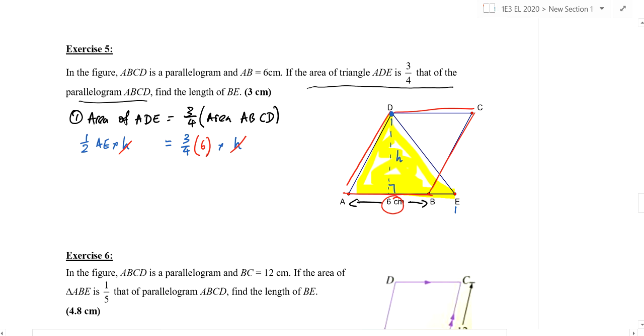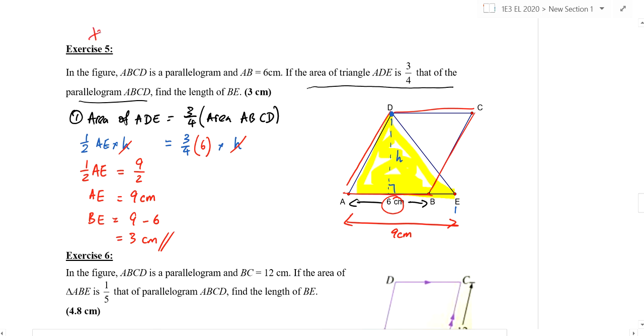Now what we have left is that half of AE is equal to 18 divided by 4, which is 9/2. Since half of AE is 9/2, multiplying by 2 on both sides shows that AE must be 9 centimeters. The distance from A to E is 9 centimeters. From A to B is only 6. That must mean that BE is equal to 9 minus 6, which is 3 centimeters.